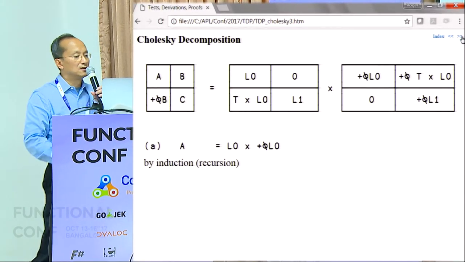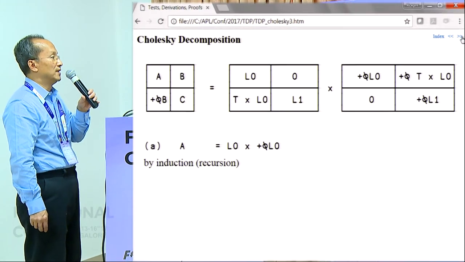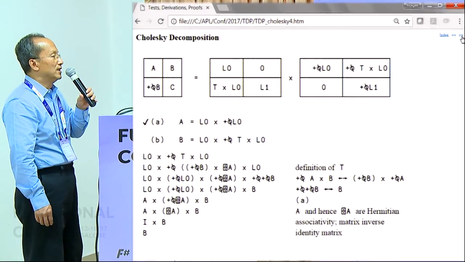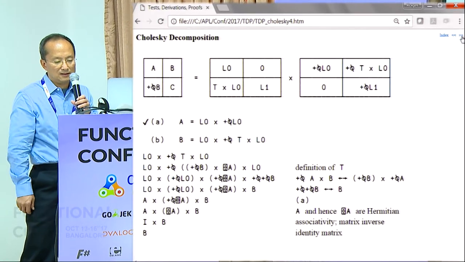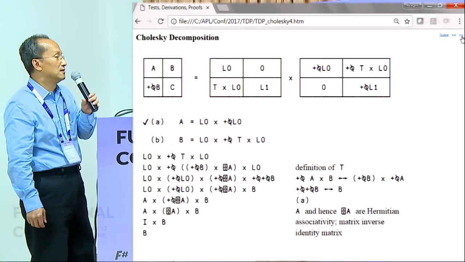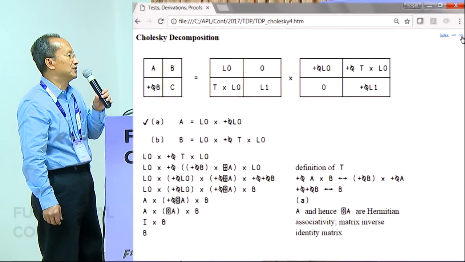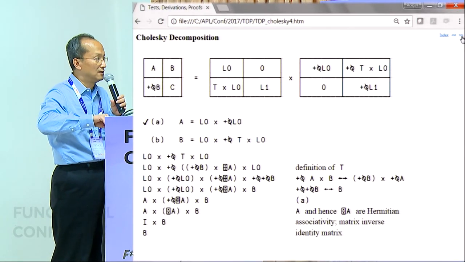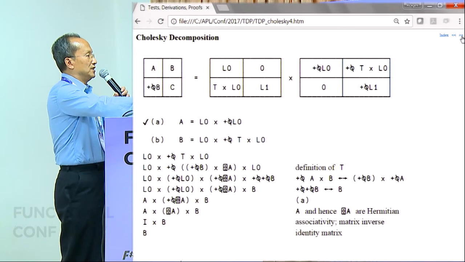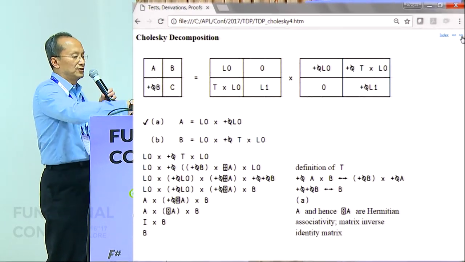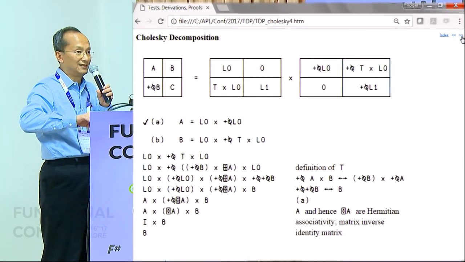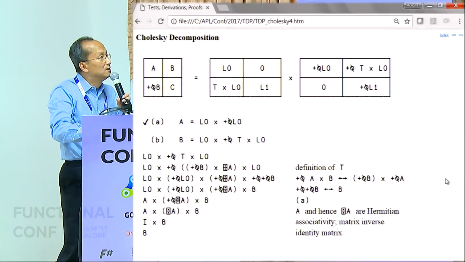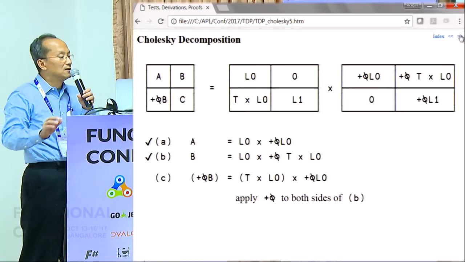Okay. First one is easy because it's true by induction or recursion. Next one is, the symbols may be a bit foreign, but it's straightforward applications of matrix algebra and the definitions of the APL primitives. Again, each of these lines are executable APL expressions, so you can enter them into the computer to at least check that they're kosher. And then, next one.